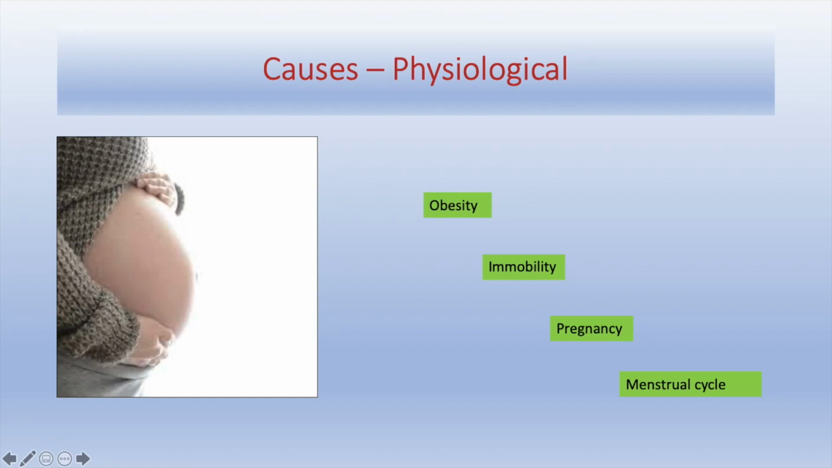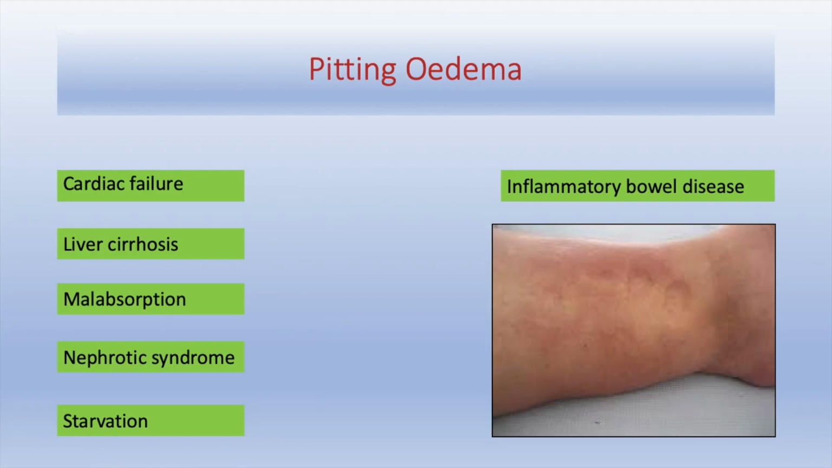immobility, which causes dependent edema. So in a bedridden patient, you would find it more in the sacral areas, and in a patient who is either sitting or less mobile, you would find it in the ankles and in the feet. Pregnancy is another common cause for edema, and certain periods of the menstrual cycle can also cause peripheral edema.